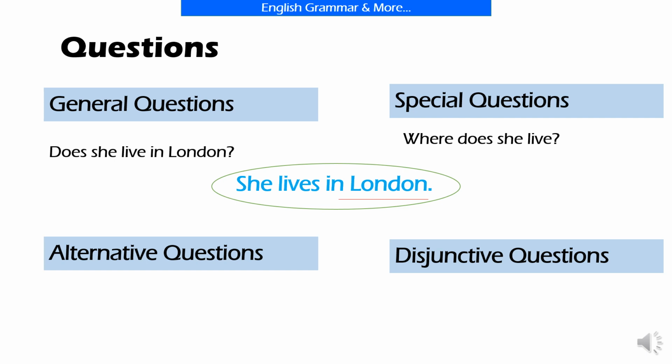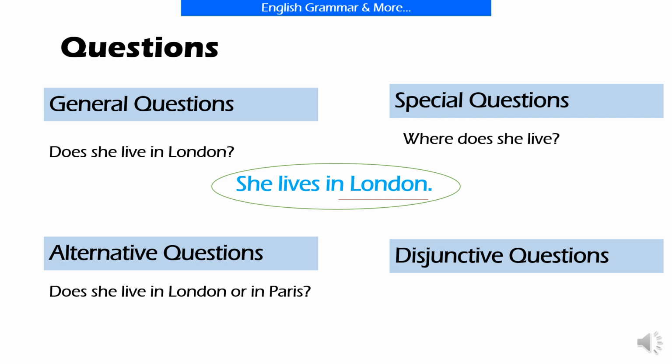Now, when it comes to alternative questions, an example to this would be as following: does she live in London or in Paris? As you can see here too, we are asking about a specific part of the sentence, but we are also giving alternative. In this specific example, we gave alternative between London and Paris.